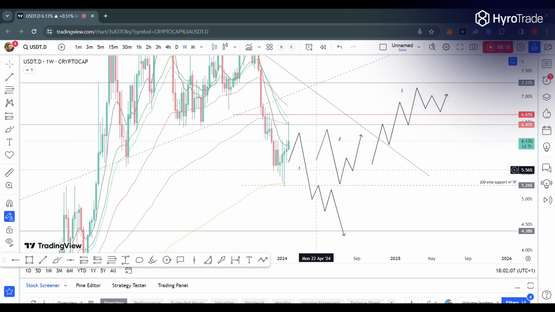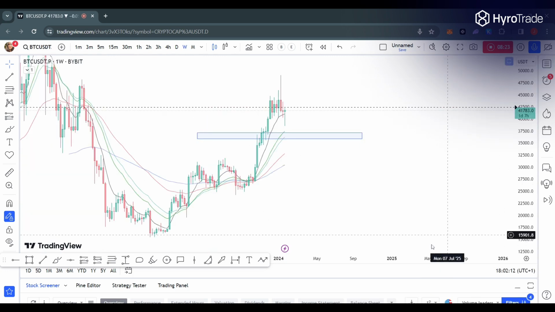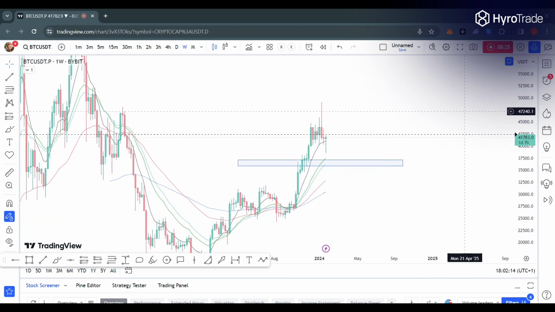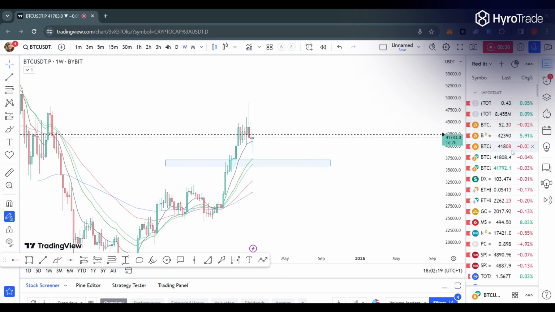So this was about USDT dominance, and now let's go to Bitcoin and see what we may find here. I have several charts for Bitcoin.